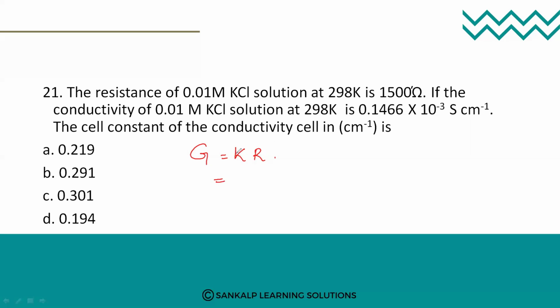Now, what is the conductivity given as? Conductivity is given as 0.1466 into 10 raised to minus 3. And what is the resistance? Resistance of this is 1500 ohms. The resistance of 0.01 molar KCl solution is 1500 ohms. So calculate the cell constant. Cell constant is given as G, conductivity into resistance. So calculate. The answer will be in per centimeter.